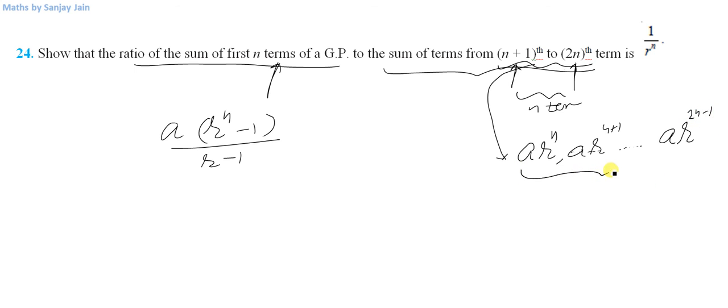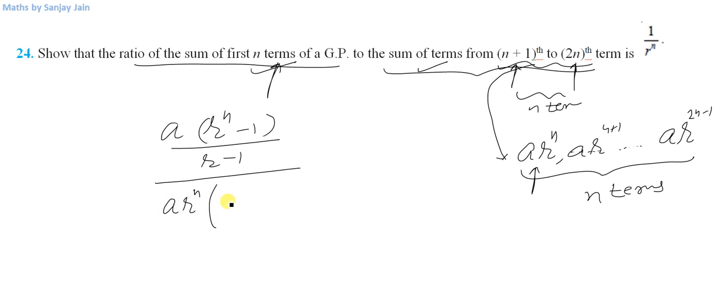So how many terms are these? These are n terms. What is the first term? a r^n. What is the common ratio? r. So the ratio of the sum of the first n terms of the GP to the sum of terms from the (n+1)th to the 2nth. Let me write this sum: first term, common ratio raised to the power number of terms minus 1, divided by common ratio minus 1, and we need to show that it is equal to 1 by r^n.